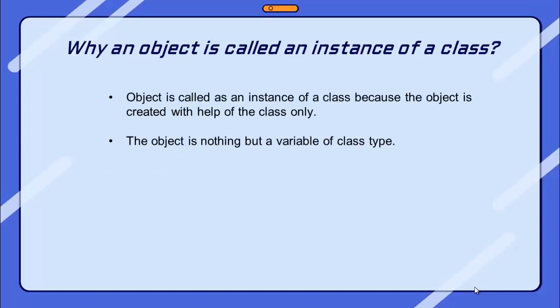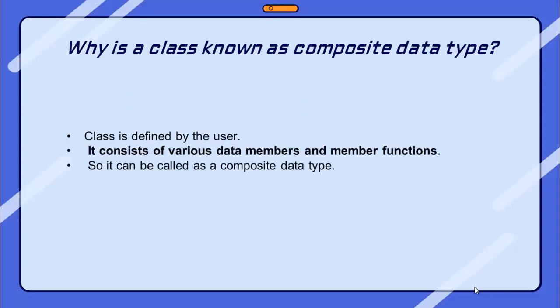Why is an object called an instance of a class? An object is called an instance of the class because the object is created with the help of the class only. The object is nothing but a variable of class type. That is what you are expected to write. Why is a class known as a composite data type? A class is defined by the user. It consists of various data members and member functions. So it can be called a composite data type.